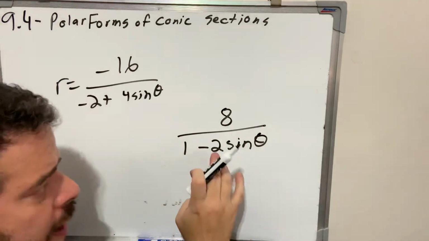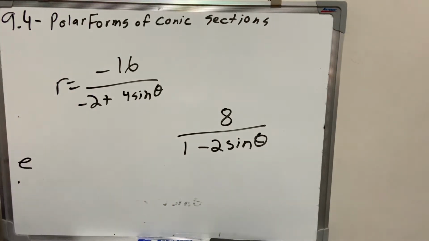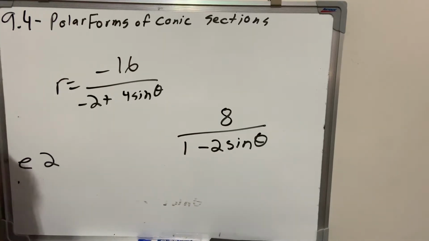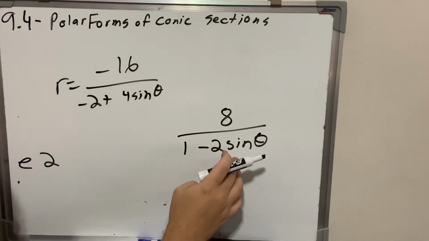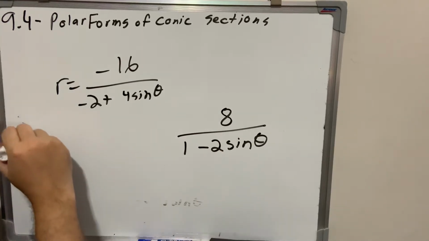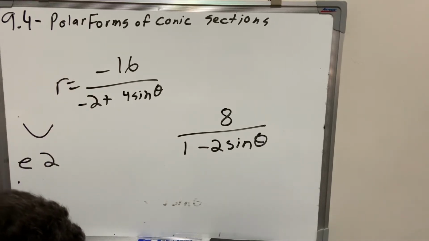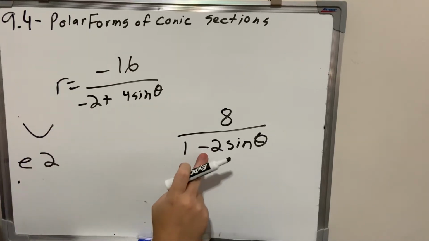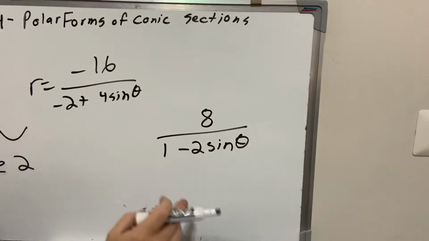Now remember, I already have my E. E is 2. The negative, much like reflections, only tells you if it opens up or down. This is a sign, which is negative, so it opens upward. You only look at the number. So my E is 2. The negative, much like polynomial reflections, has to do with up or down.